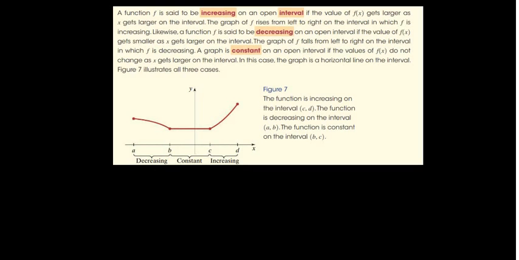This part's pretty simple. A function f is said to be increasing on an open interval if the value of f of x gets larger as x gets larger on the interval. You know what? I don't have to read all that. You can read it, but we read functions from left to right, just like anything else. Well, if we're going down, we consider that decreasing. If we stay the same, we consider that constant, and if we are going up, we consider that increasing.